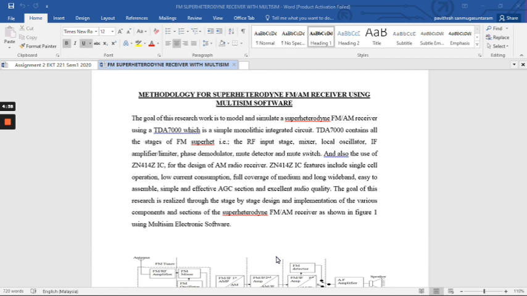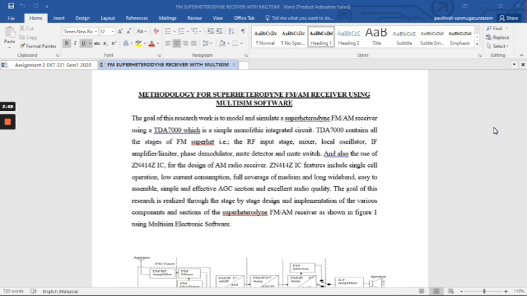Unfortunately, we couldn't come up with the simulated superheterodyne FM receiver using Multisim software because, one, we couldn't find the PSpice model for TDA 7000 on Google. To be honest, there is no PSpice model available on Google for TDA 7000 IC. Next, there is no exact pin configuration available for TDA 7000 IC on Google. So, without the exact confirmation, we couldn't create a TDA 7000 IC in the Multisim.